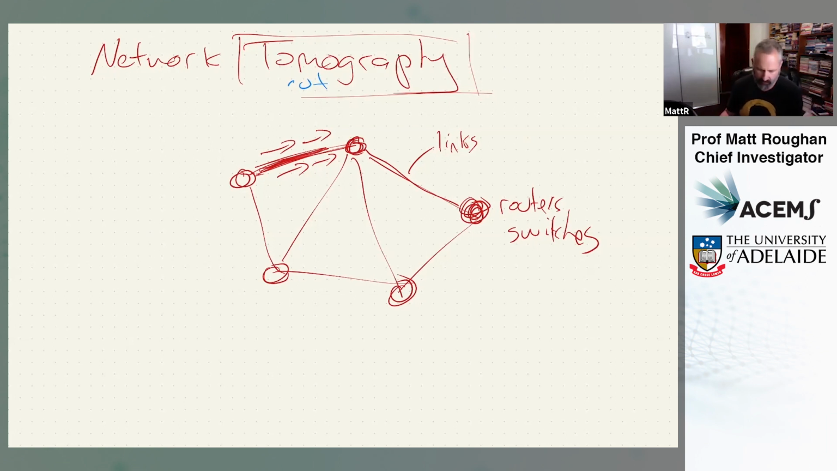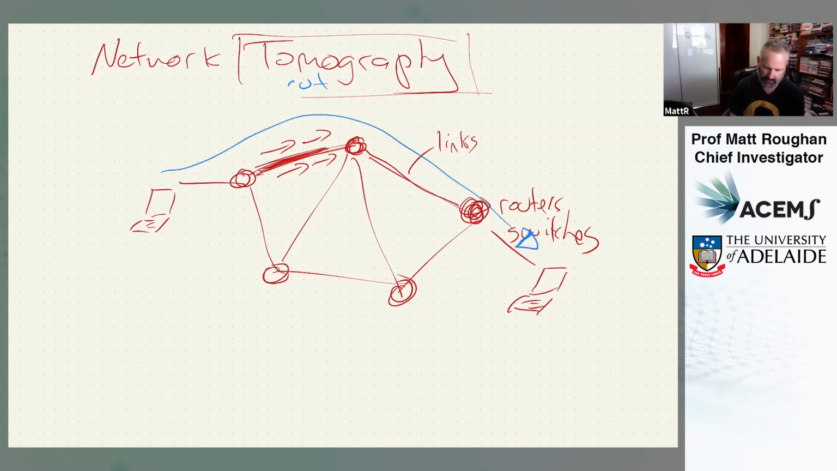How do you get around that? Well, imagine that I have a laptop over here, and a laptop over here, and they're connected up to this network. Then I can send packets, I can send data between them. So I could send a probe packet like this, and I could measure the latency. Latency is what we call delay in the internet. I could measure the delay of that packet going from point A to point B.